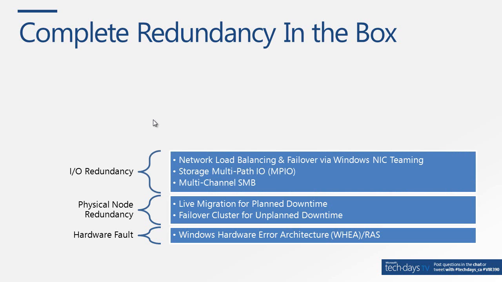Okay. In terms of I/O redundancy, we've got network load balancing and failover with Windows NIC teaming. So you have team NICs, and if a NIC goes away, that's taken care of. We've got storage multipath I/O, so if one path goes away, you've got another one. Multi-channel SMB, and also things like SMB load balancing, which I'll talk about more in a future session.